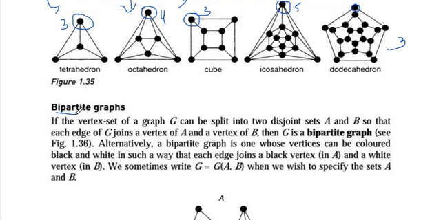Bipartite graph. Okay, if the vertex set of graph G can be split, meaning divided, into 2 disjoint sets A and B, so that each edge of G joins a vertex of A and a vertex of B, then G is a bipartite graph.